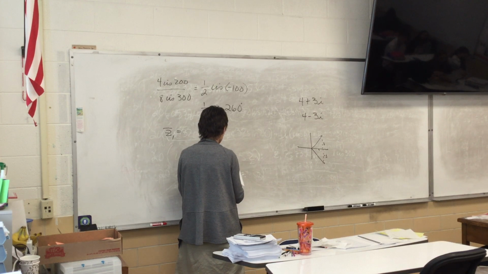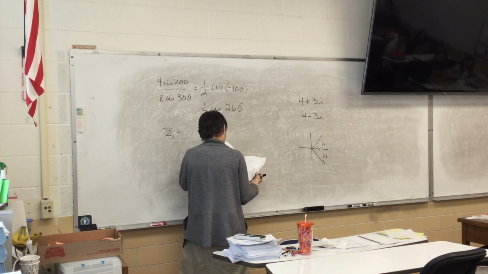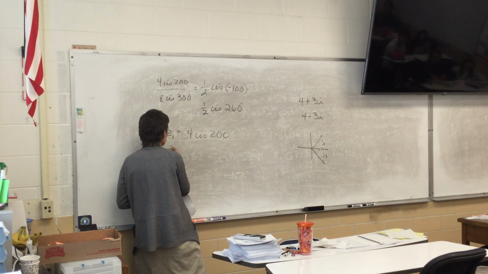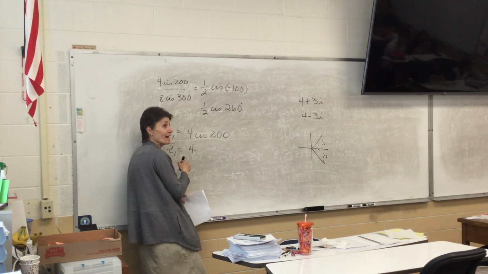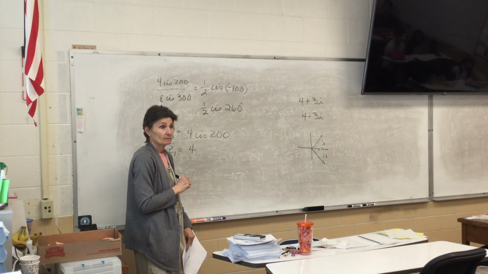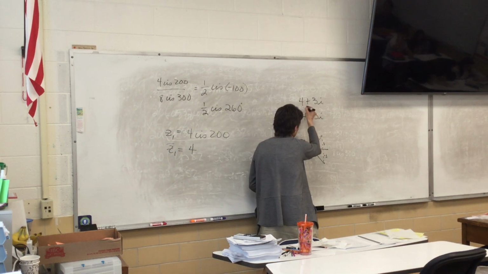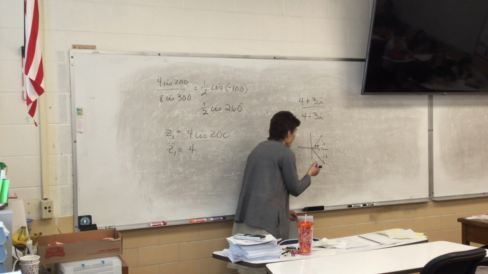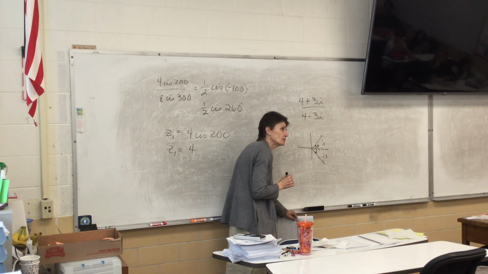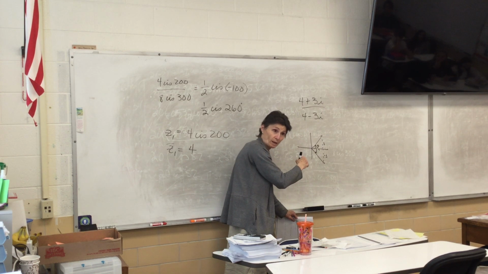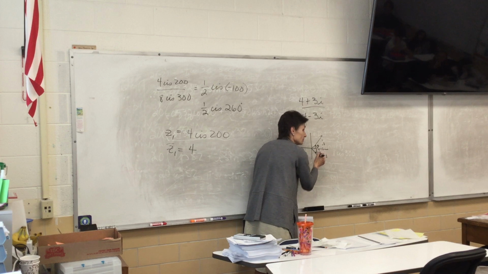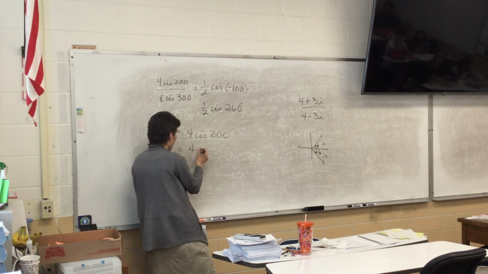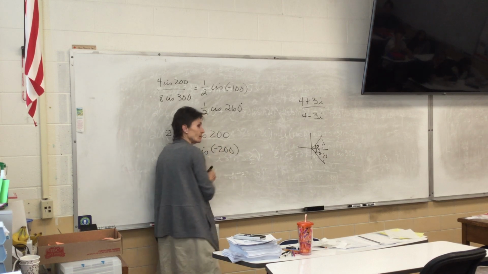So the conjugate of, what's my number? 4 CIS 200. That's the original. The conjugate is going to have 4 as its radius. Now, here's the theta of the original number. How does that compare to this angle right here? Same, only this one is negative. Would you agree? So the conjugate of this number is 4 CIS negative 200.